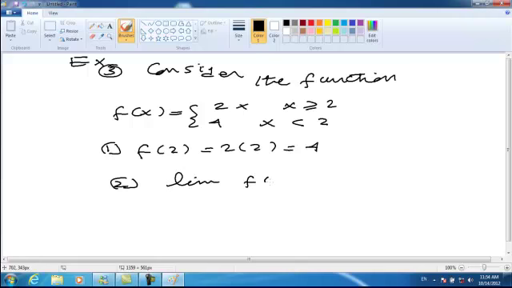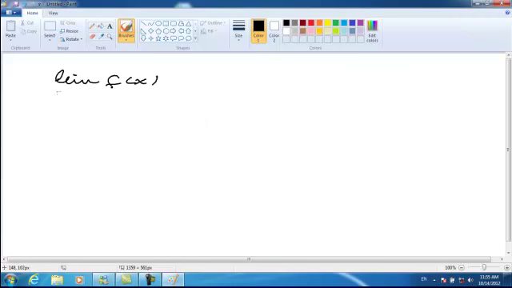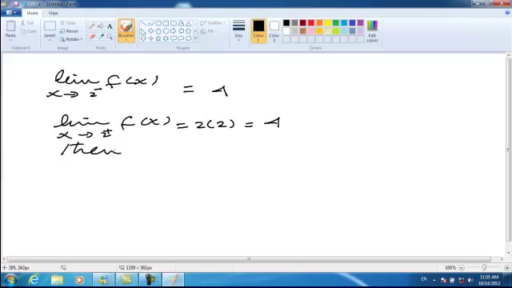Limit f of x as x tends to 2: we use the limit from the left, f of x as x tends to 2 minus, and the limit from the right, as x tends to 2 plus. The limit of f of x as x tends to 2 minus equals 4. The limit of f of x as x tends to 2 plus equals 2 times 2 equals 4. Then the limit of f of x as x tends to 2 equals 4, and it exists.